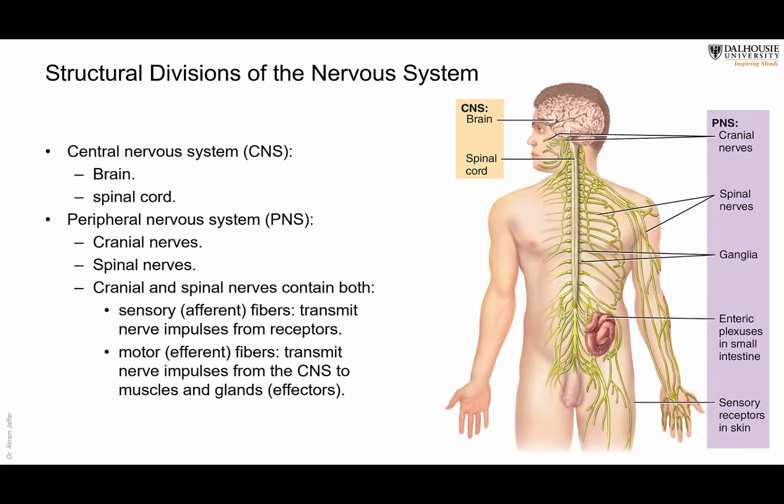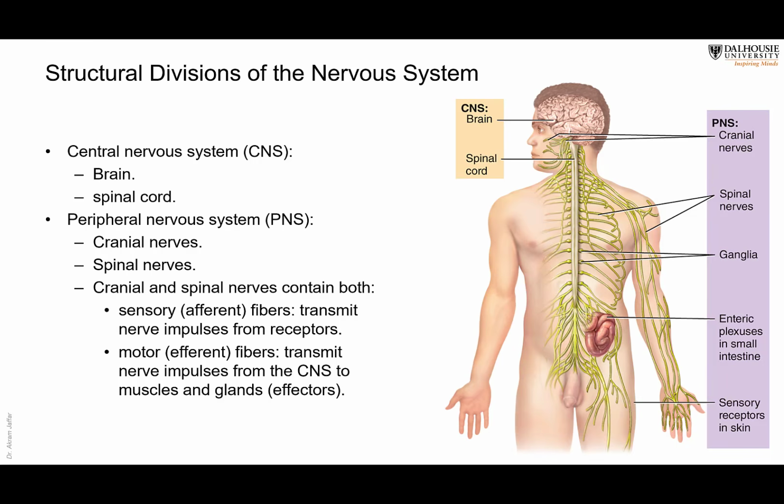The nerves that are connected to the brain and arise from the cranium are the cranial nerves, and we have 12 pairs of these cranial nerves. We're going to have an idea about them later on. And the nerves that are connected to the spinal cord are spinal nerves, and they arise from the vertebral column through the intervertebral foramina. We have 12 pairs of cranial nerves and 31 pairs of spinal nerves. Both of them carry sensory and motor function.